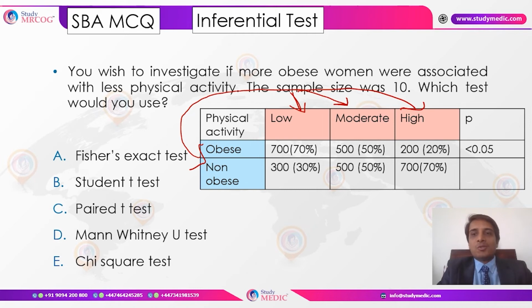Which test would you use? But here the hint is the sample size is only 10. Yes, we would use Fisher's exact test. Now, if the sample size was more than 20, let us say, we would have used chi-square test.